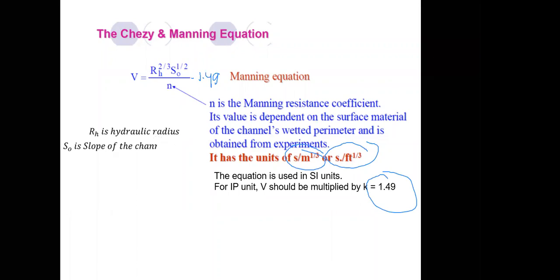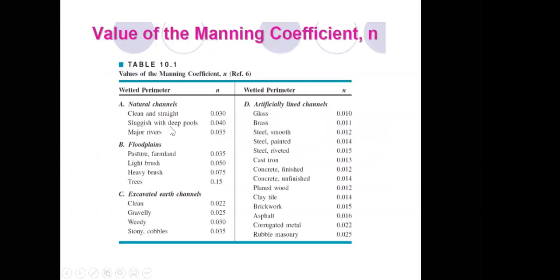Okay, let's try to put these equations into use. This is the N value obtained from the experiments. So you have natural channels, clean and straight, sluggish with deep pools, major rivers, for example, flood plains, excavated earth channels, or artificially lined channels for the gutter and so on. Glass, brass, steel, clay tile, brickwork, and asphalt, and so on. Rubble masonry is also used over here. Concrete, finished or unfinished, is also here.